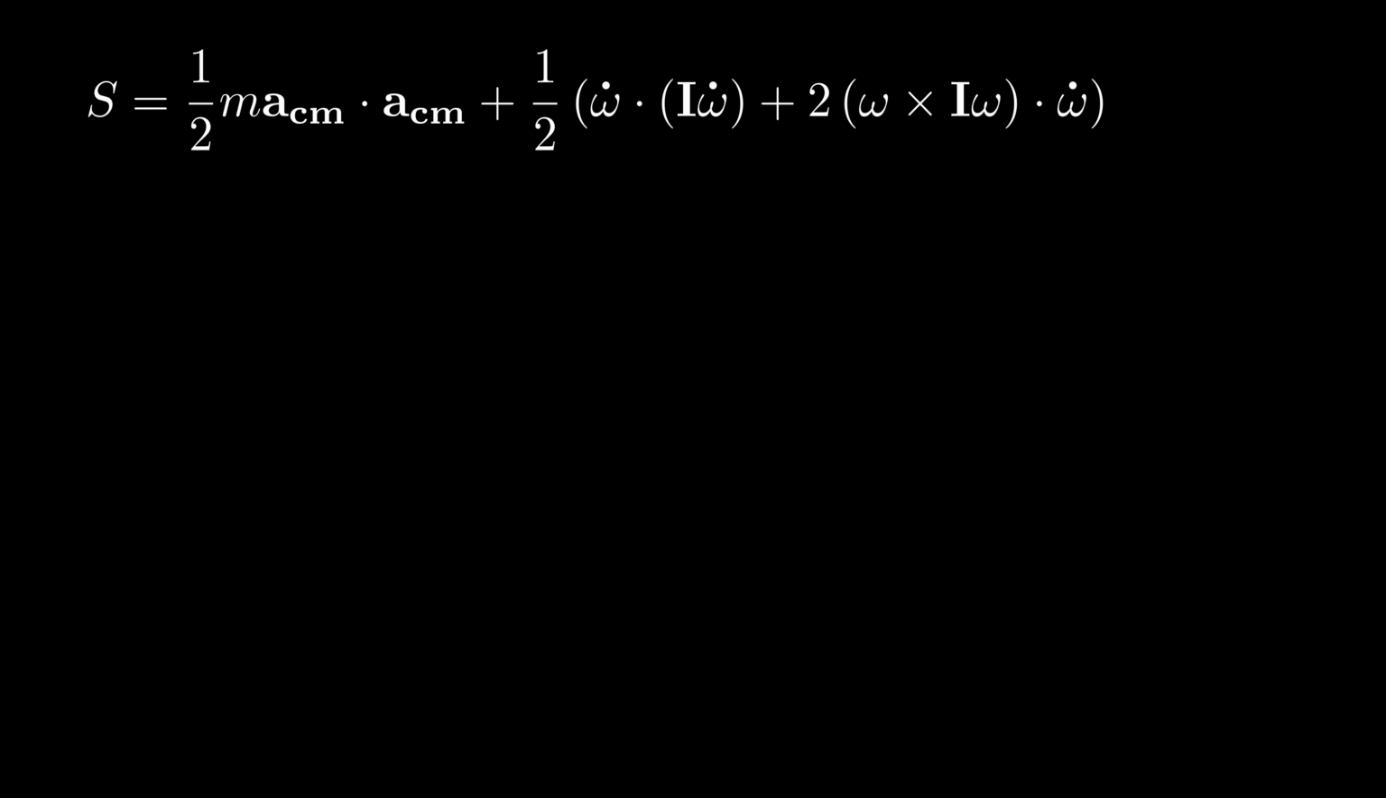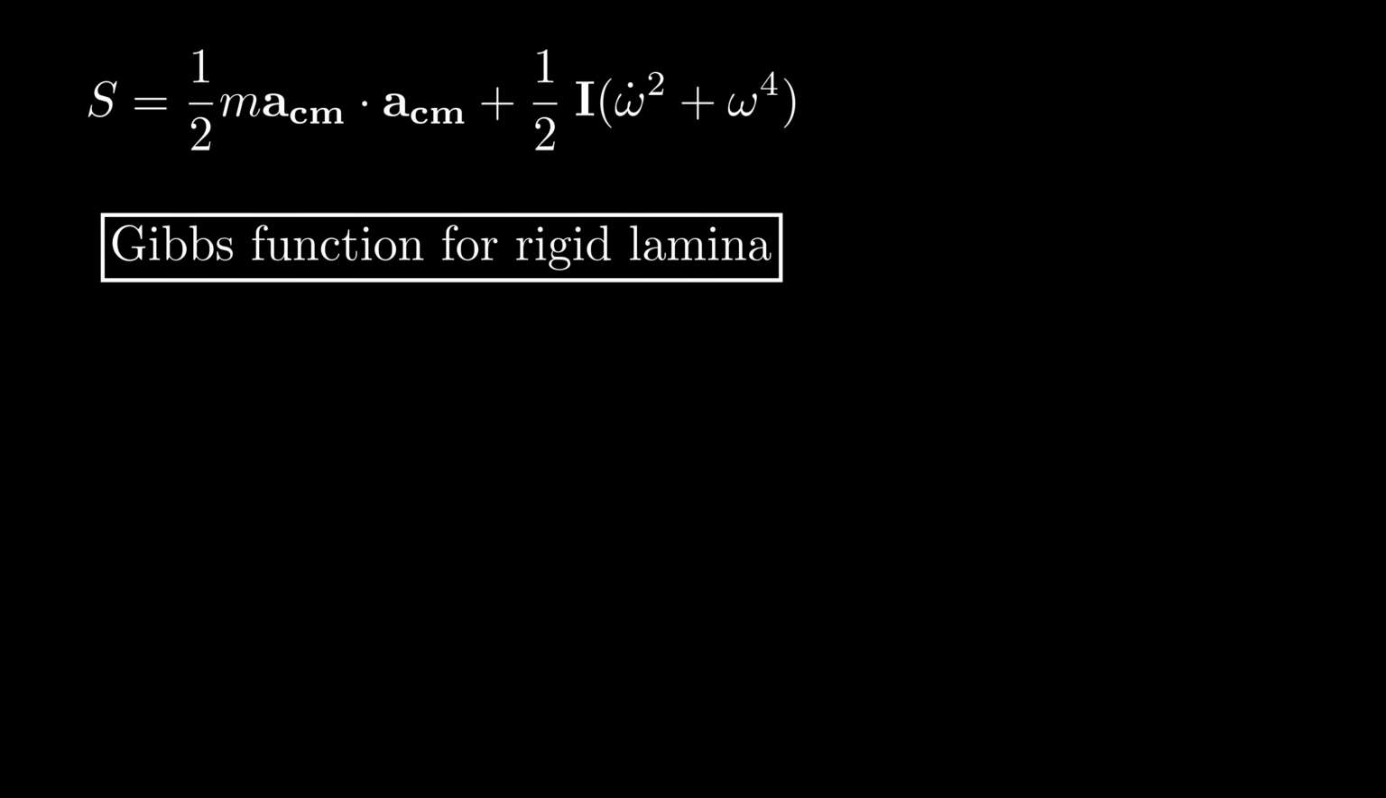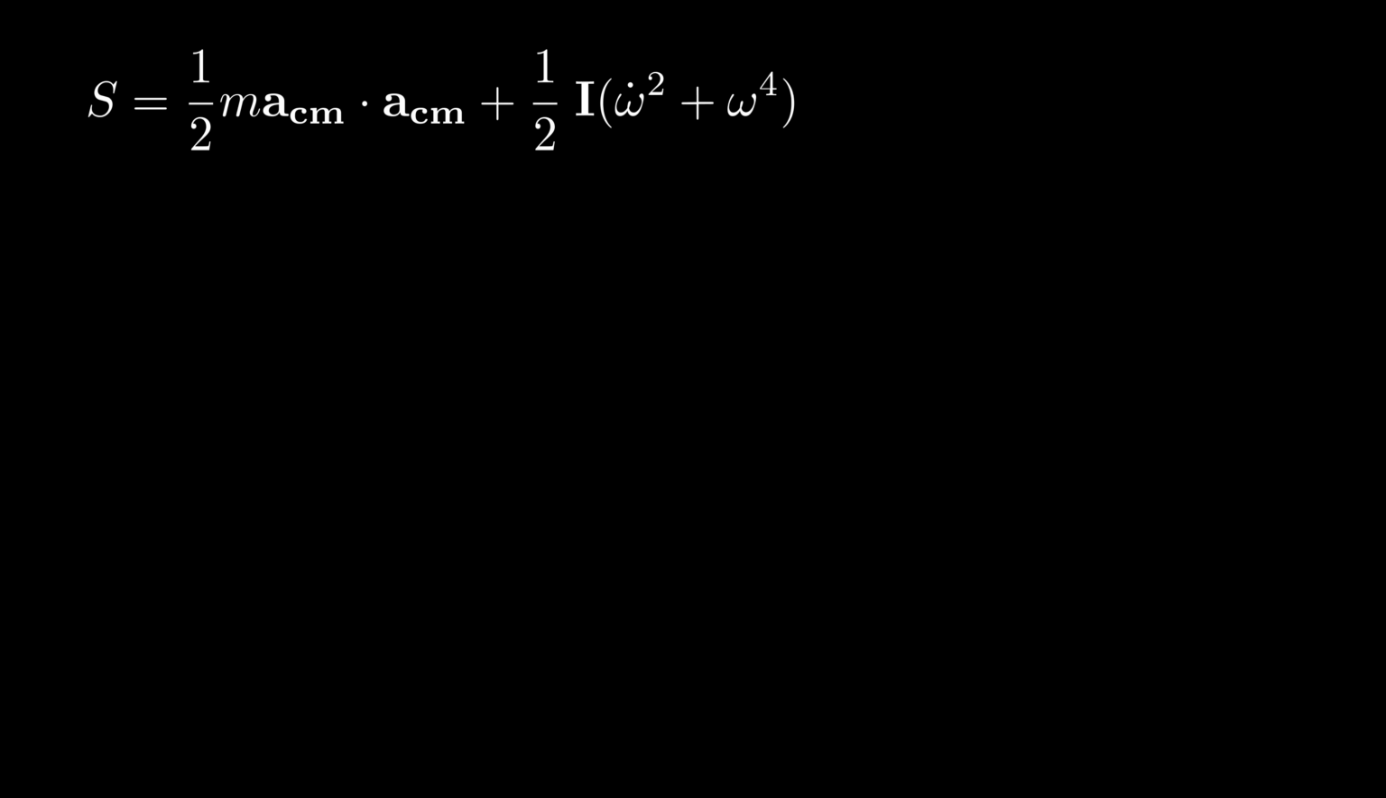We take our expression for the Gibbs function of a rigid body and we condense it down to the general case for the rigid lamina, which is when you have a flat rigid body moving in a plane, and essentially that's how we treat our cylinder. We can omit the omega to the fourth as it vanishes when we differentiate. Before we plug in our variables, I want to mention something. Notice the dot product of the center of mass acceleration with itself.